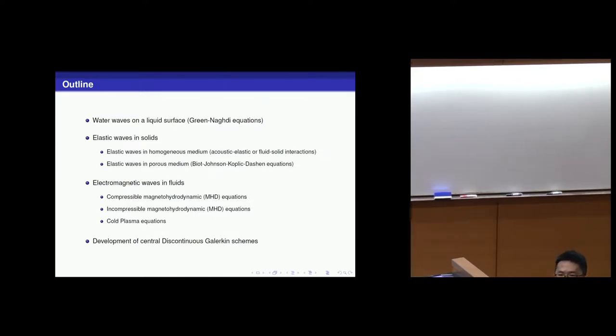There are also some internal waves inside the ocean. I'm not going to mention it. Actually, this is a research direction I started for my PhD. The second one is the elastic wave in solids, including two kinds. The first one is just homogeneous elastic solids. The second one is a porous medium. I'm going to talk about the second one, and for the first one just the analysis.